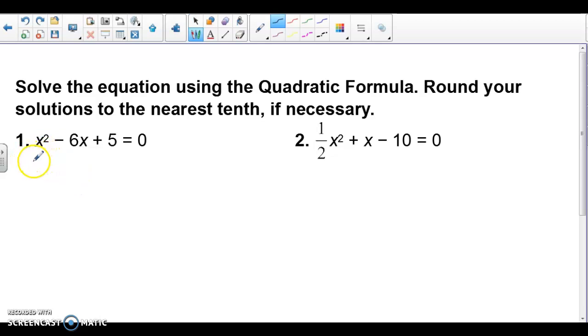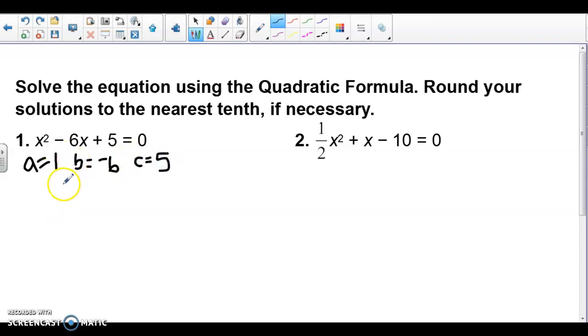Alright, so for number 1, we'll identify our a, b, and c. Now remember, it has to be in standard form, meaning it has to be ax squared plus bx plus c. If it's not, you have to make sure you get everything on one side. You want equal to 0 in order to solve using the quadratic formula. So we got our a, b, and c values here.